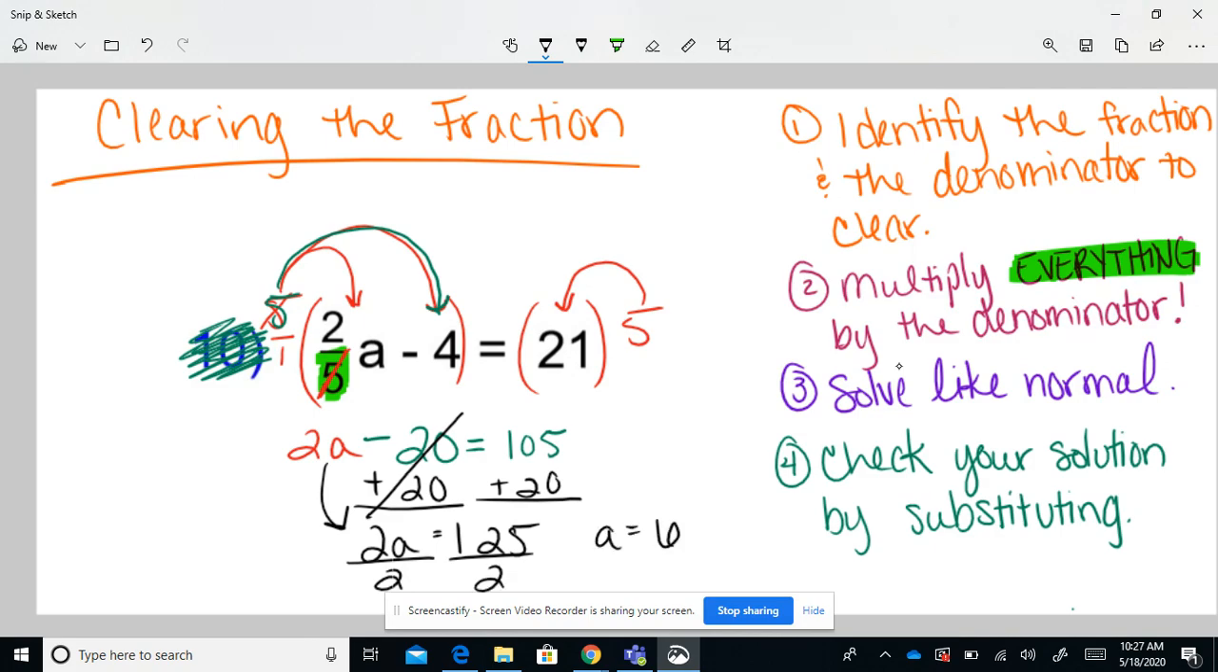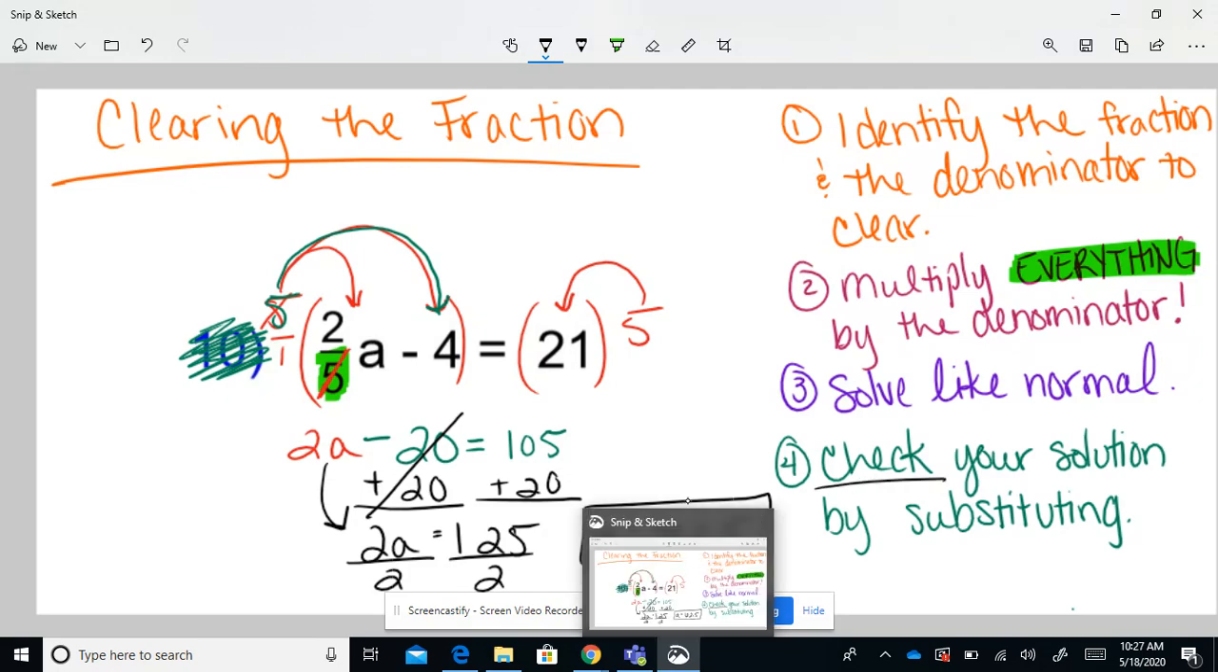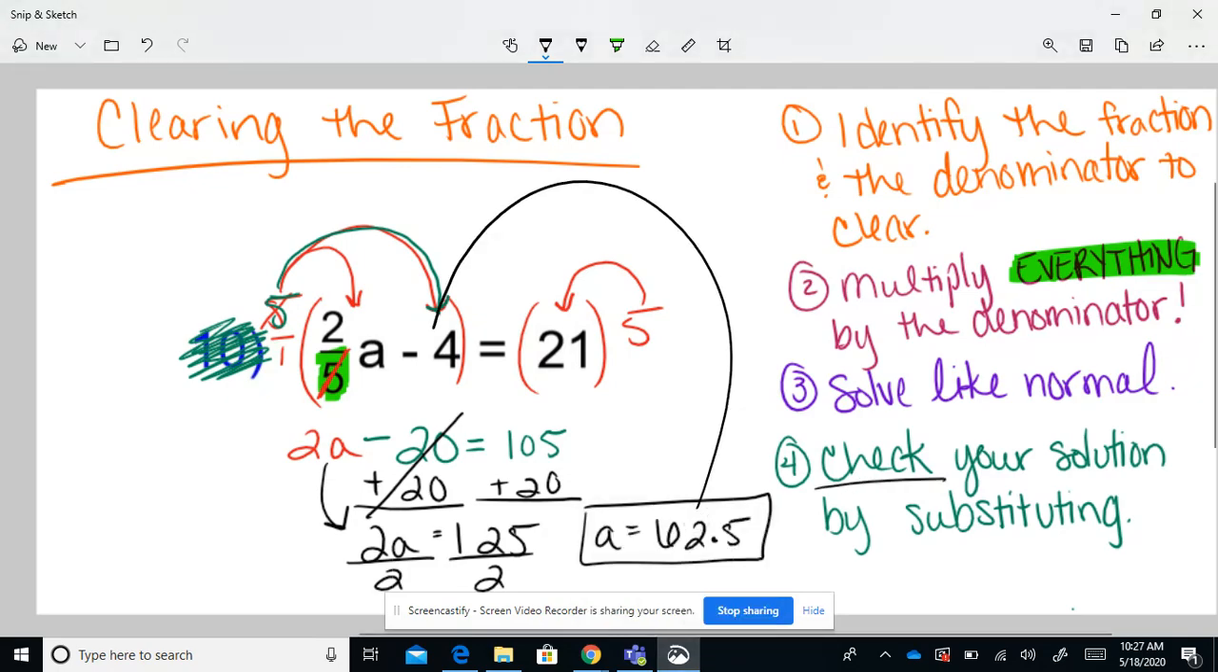A equals, oh, this is an ugly number. Oops, put my decimal in the wrong spot. 62.5. Okay, and then I can go ahead, of course, and check my solution by substituting that value back into the original. And that would be step 4 right there. Okay, super simple.